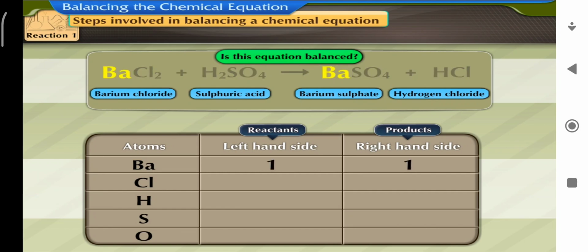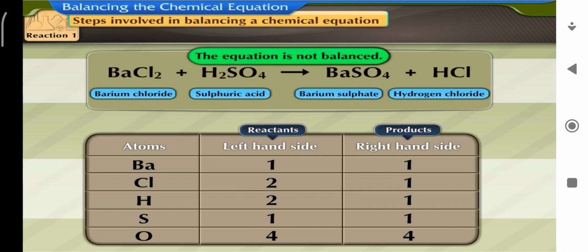There is 1 barium atom on the left-hand side or the reactant side as well as on the right-hand side or the product side. There are 2 chlorine atoms on the left-hand side and 1 on the right-hand side. There are 2 hydrogen atoms on the left-hand side and 1 on the right-hand side. There is 1 sulfur atom on either side of the equation. There are 4 oxygen atoms on the left-hand side as well as the right-hand side. The equation is not balanced.